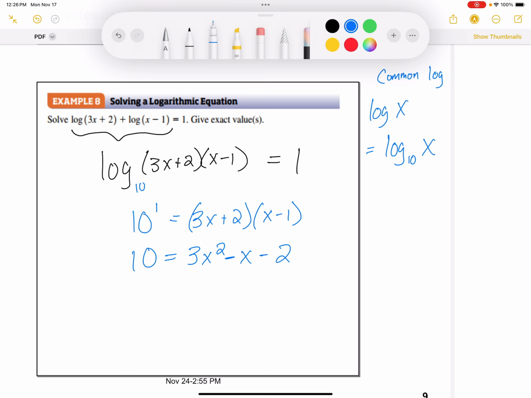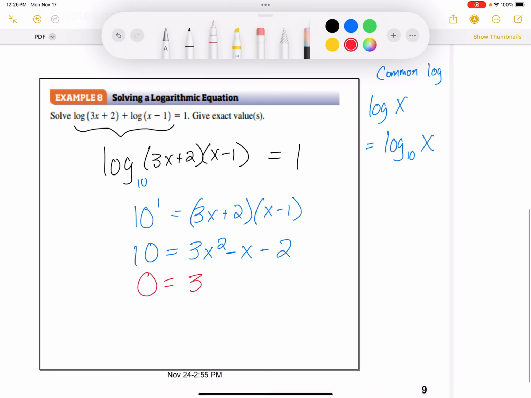It's quadratic, so we need to get it set equal to 0. So we subtract the 10 on both sides. We get 3x squared minus x minus 12. Then you can factor this, or you can do whatever you want. Complete the square, however you like to do it. Maybe I'll do it completing the square just to show you. So let's do completing the square.